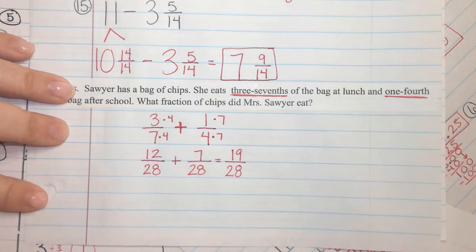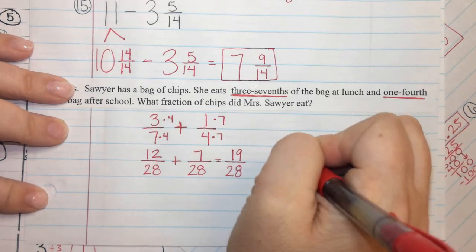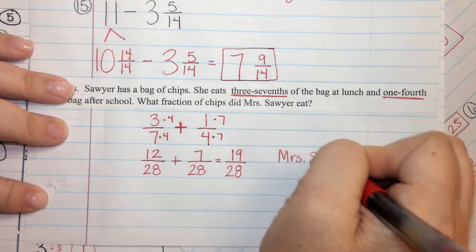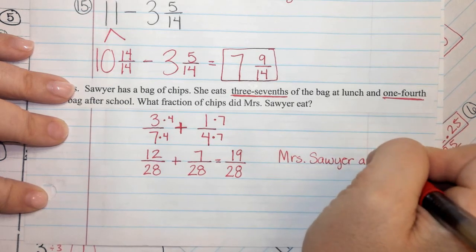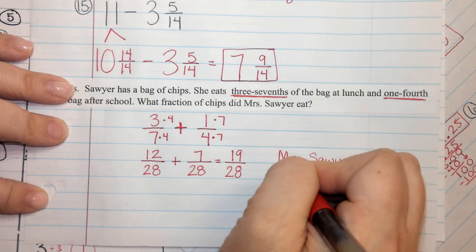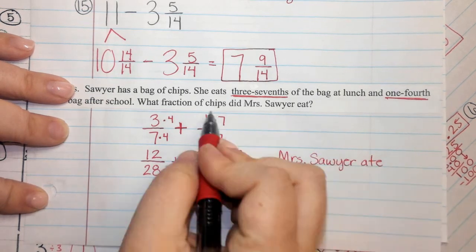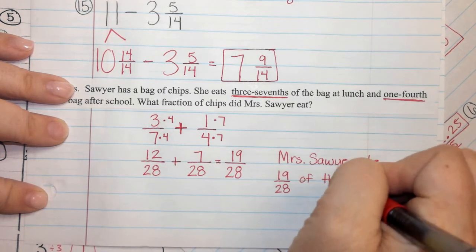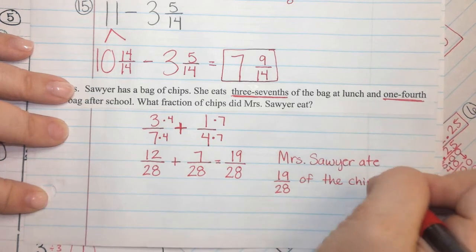28. Okay, so there's my fraction. It's a word problem. So how would I write my answer? Give me a good answer here. Madison? Miss Sawyer ate 19/28 of the chips, or of the bag of chips, either way.